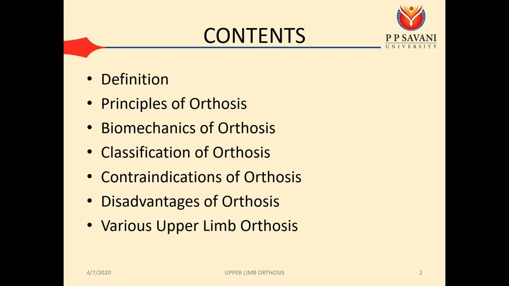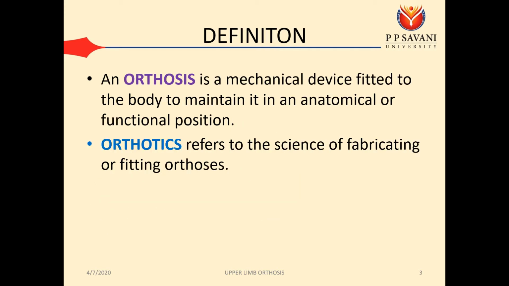Only upper limb orthosis will be a separate topic, but many of the names, as you will see, will be incorporated in these topics of classification also. So first thing, what are orthoses? You are already aware the orthosis is a mechanical device fitted to the body to maintain it in an anatomical or functional position. Orthotics refers to the science of fabricating or fitting the orthosis. So the science which makes an orthosis is orthotic.